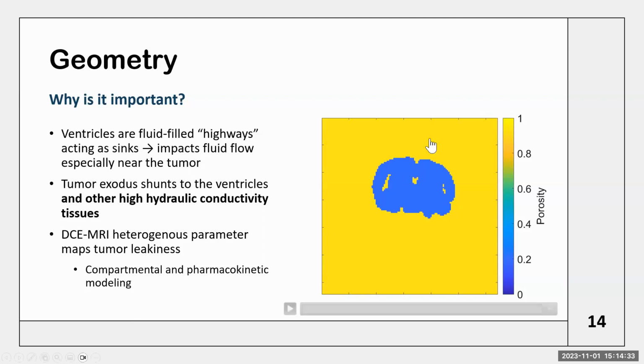And again, we're able to have heterogeneous maps of this leakiness due to our DCE data, as shown on the right here.